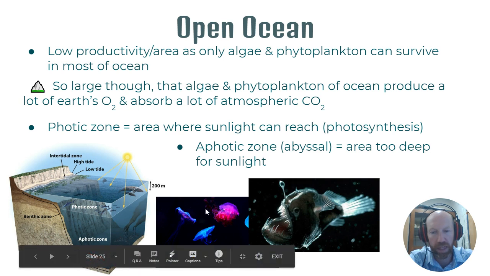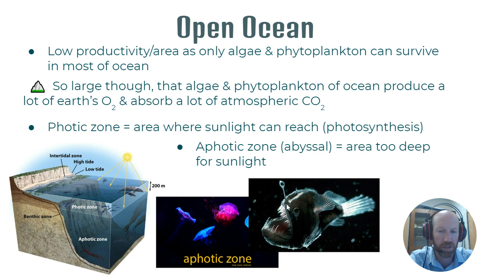And in these aphotic zones, you have organisms that are exceptionally well adapted to living in those areas. Here you have an anglerfish, which has bioluminescence. The creatures in the aphotic zone have developed these adaptations to be able to survive in an area with little to no light.